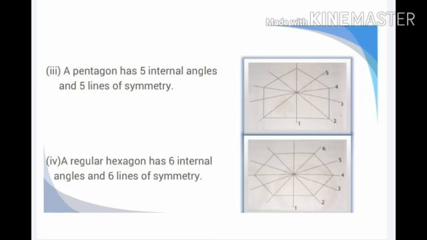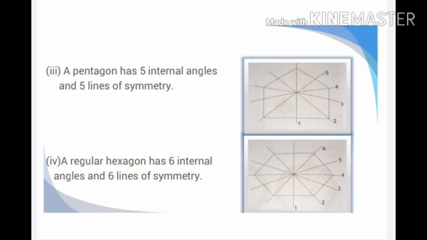Next, a pentagon. What is a pentagon? A pentagon is a shape which has how many sides? 5 sides. 1, 2, 3, 4, 5 sides. So a pentagon has 5 internal angles, and let us count how many lines of symmetry. 1, 2, 3, 4, 5. So a pentagon has 5 lines of symmetry.